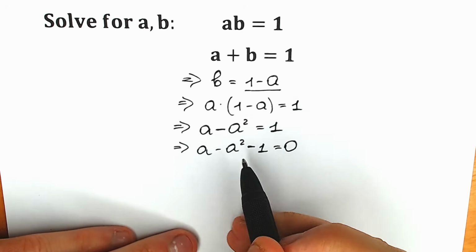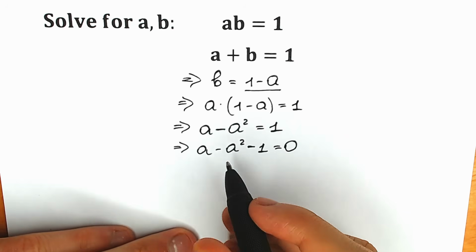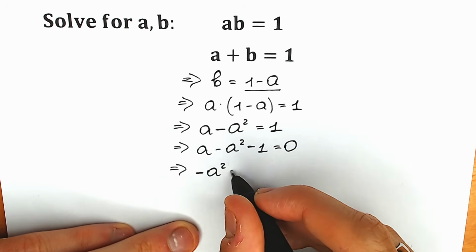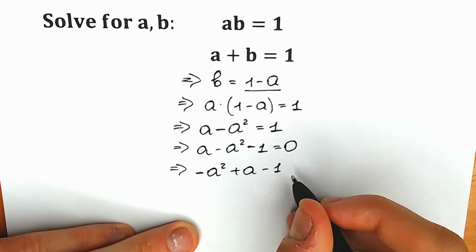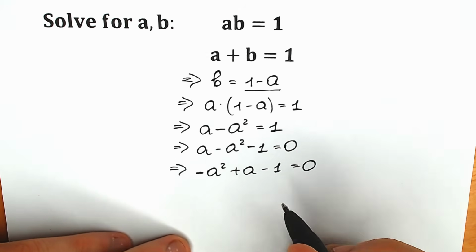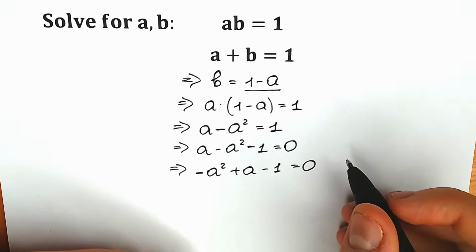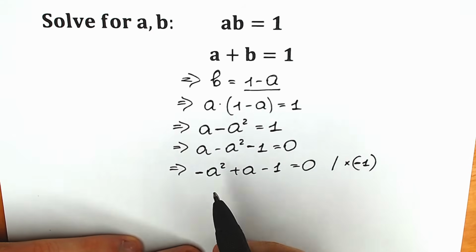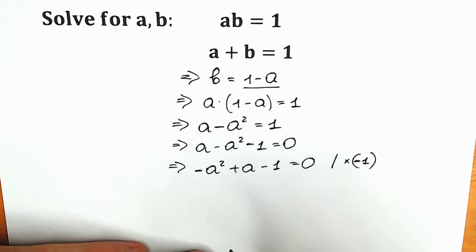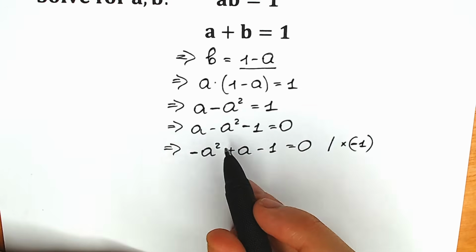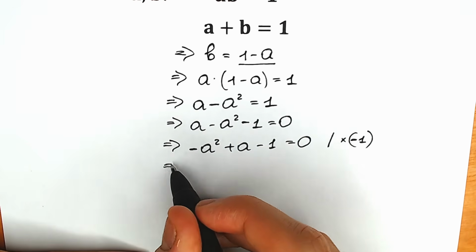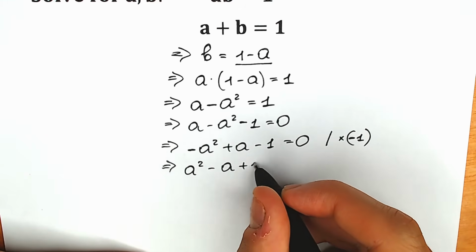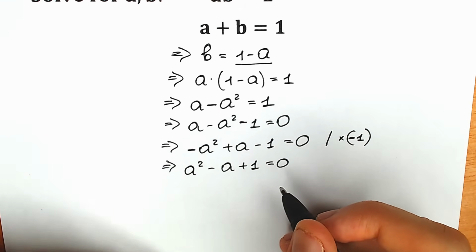Right now, let's change the order because we prefer the second power in the first position. So we have minus a square plus a minus 1 is equal to 0. And the final step for solving this quadratic equation is to multiply or divide both sides by minus 1, because then we can easily change the sign in the beginning. We prefer a quadratic equation with a positive sign in the beginning. So we have a square minus a plus 1 is equal to 0. So right now we have a basic quadratic equation.